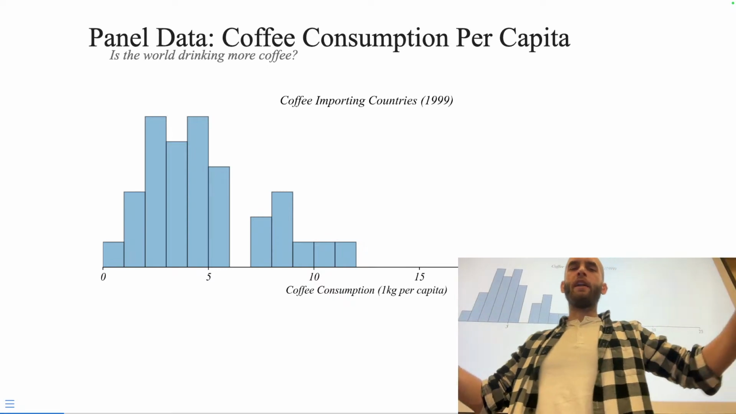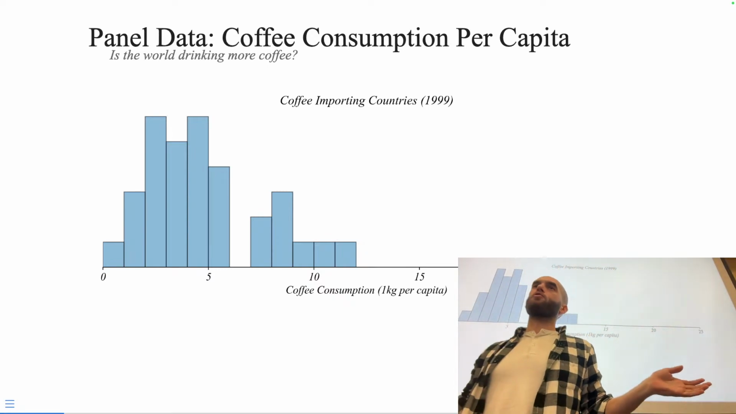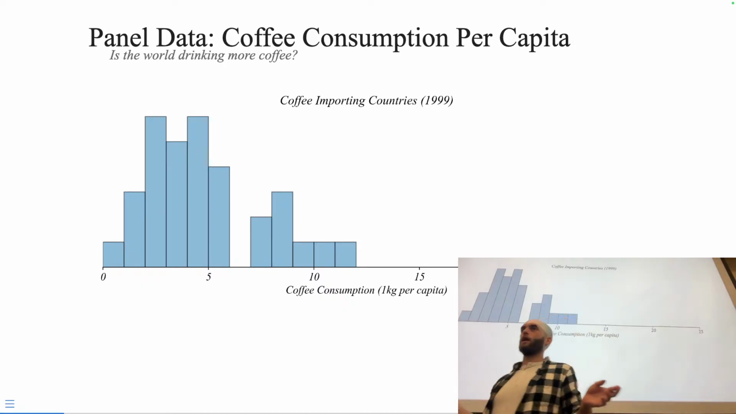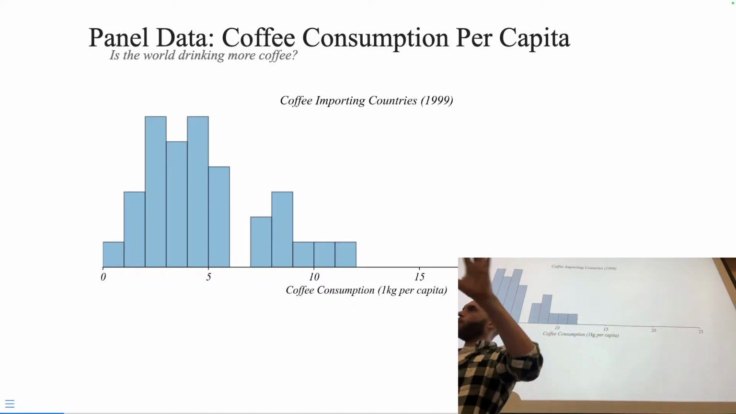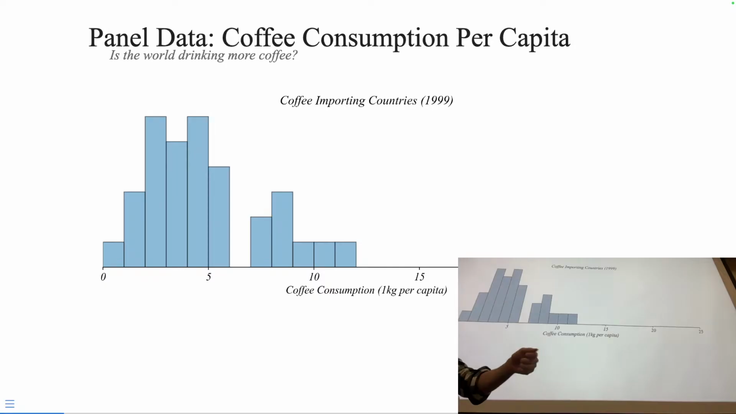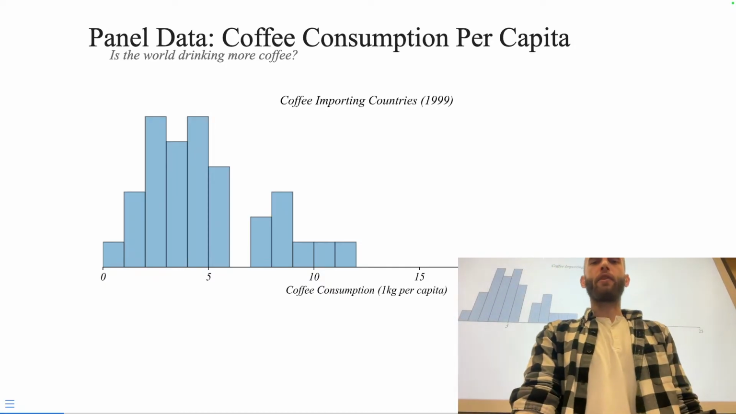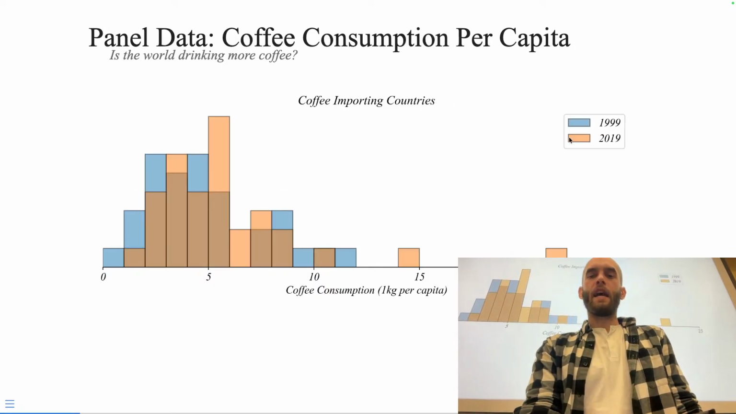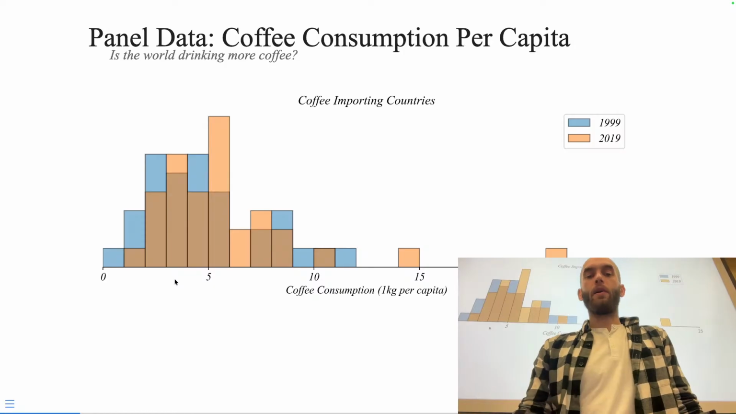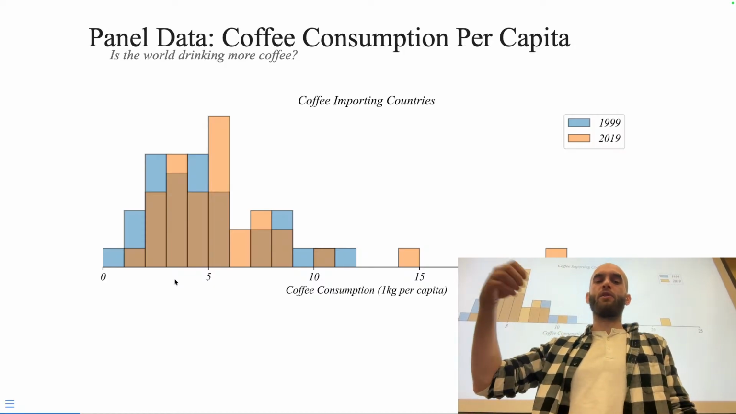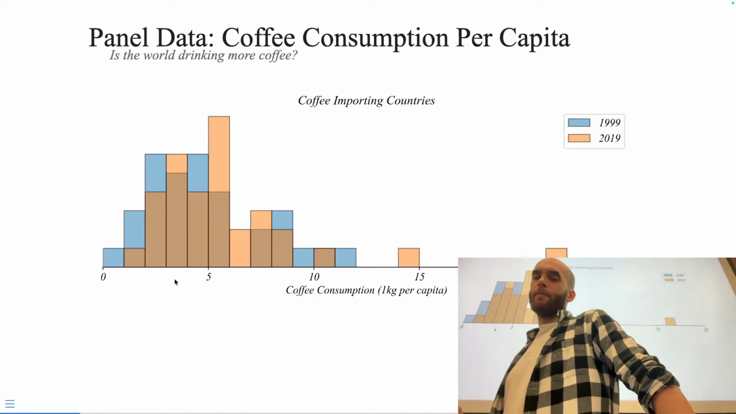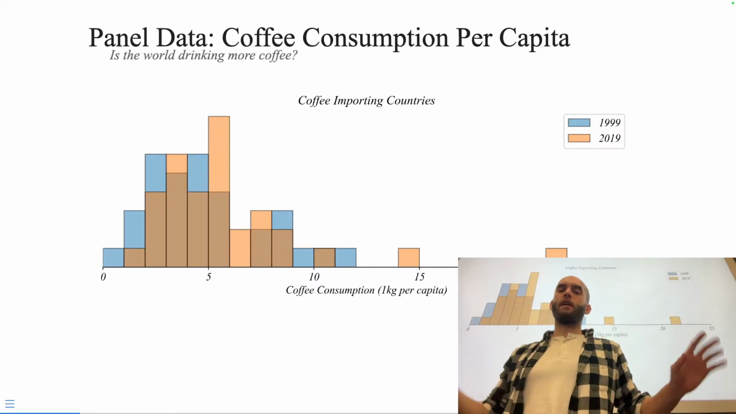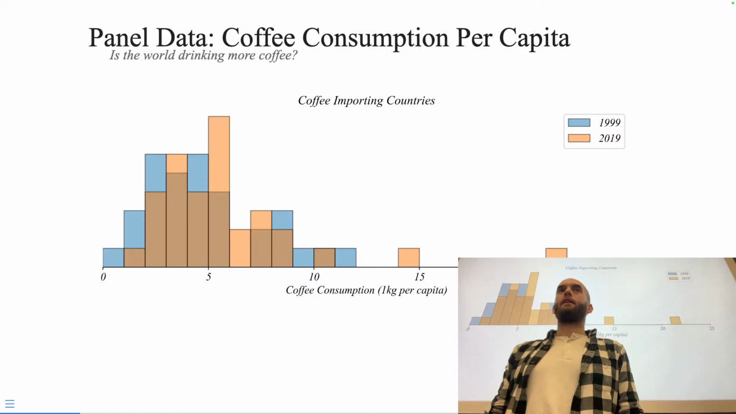Another thing we've done is to just plot the distribution of coffee consumption. Classic, we want to know how the distribution has changed, so we can just plot the distribution itself. So here I have a histogram of coffee in 1999, and then I have a histogram overlaid on top of the original for the distribution of coffee consumption in 2019.